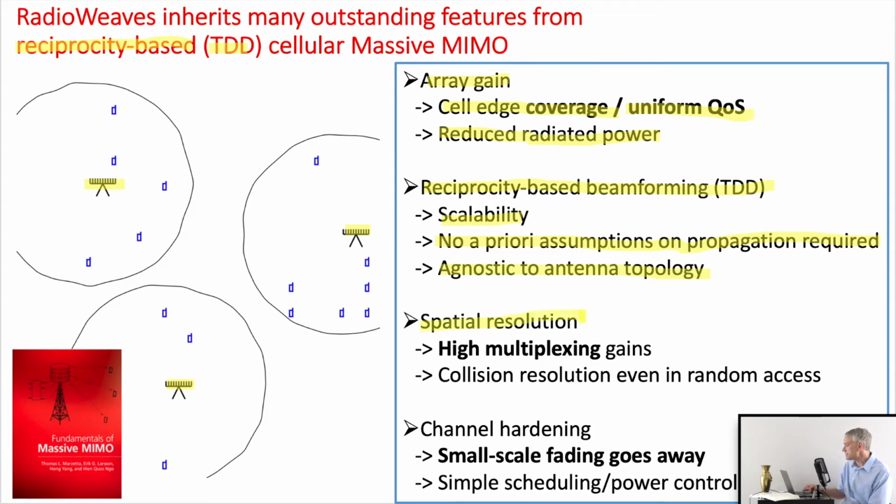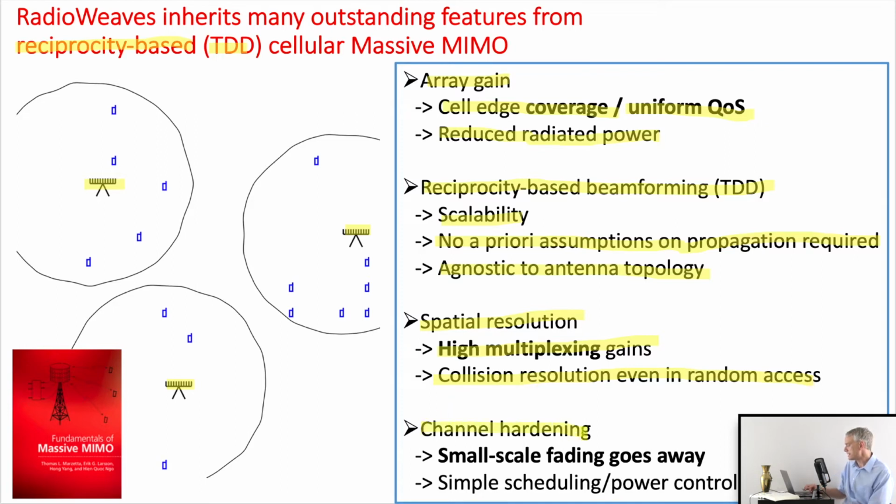The high spatial resolution that an antenna array offers gives us high multiplexing gains, and it can aid in resolving collisions even during the random access phase. So even resolving collisions among preambles, or during grant-free random access for that matter.